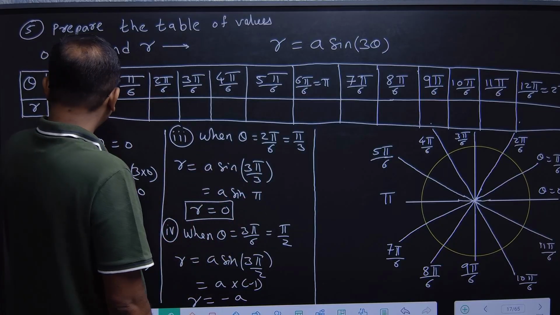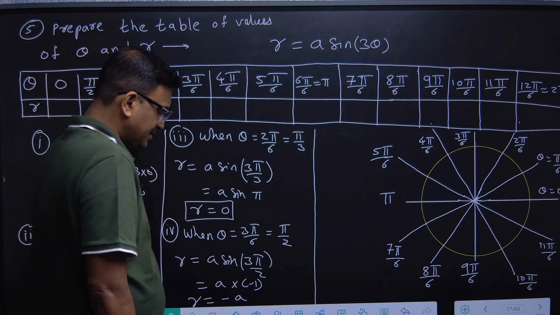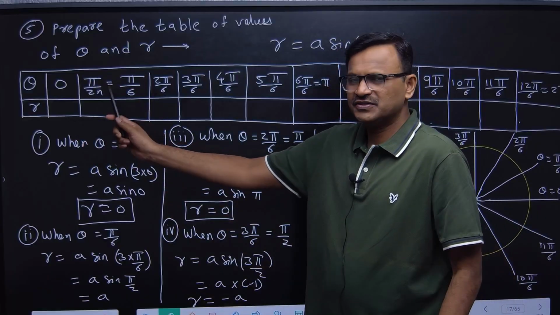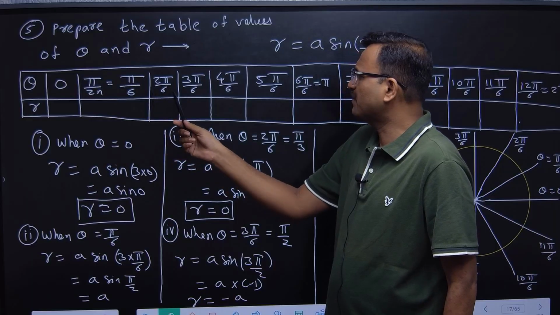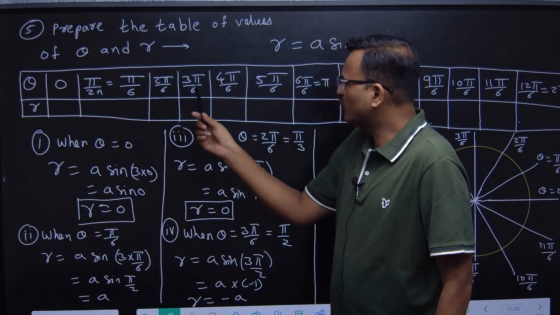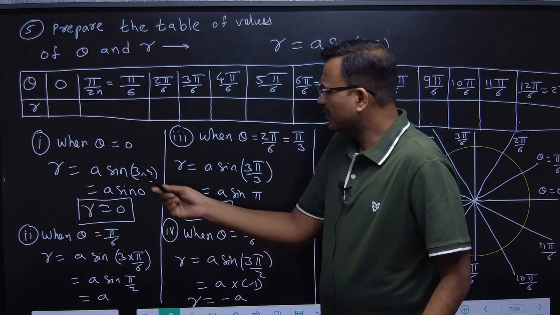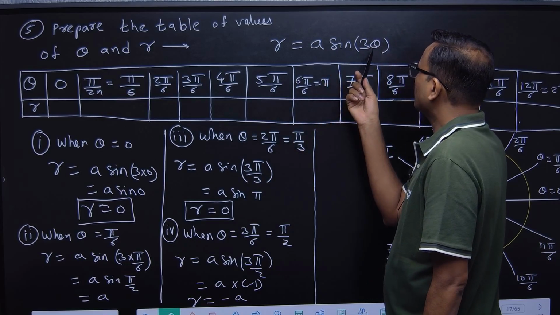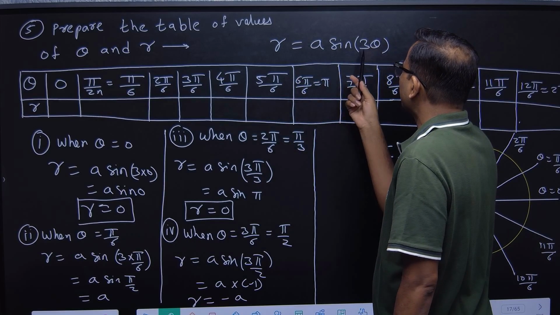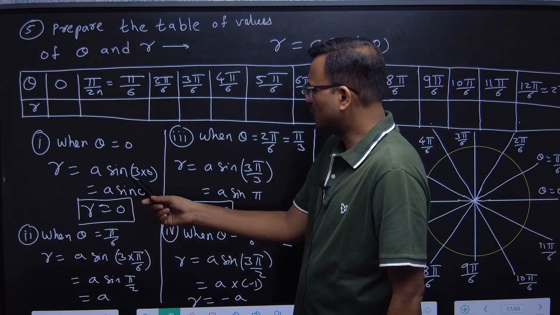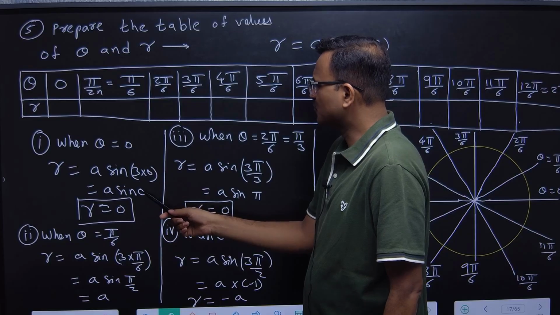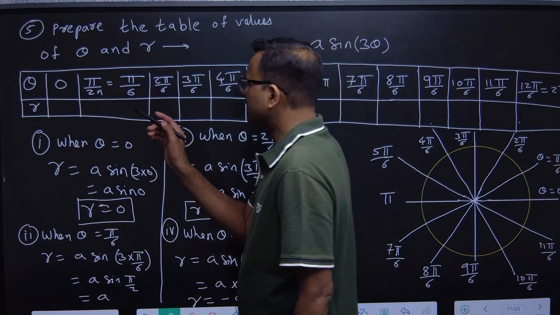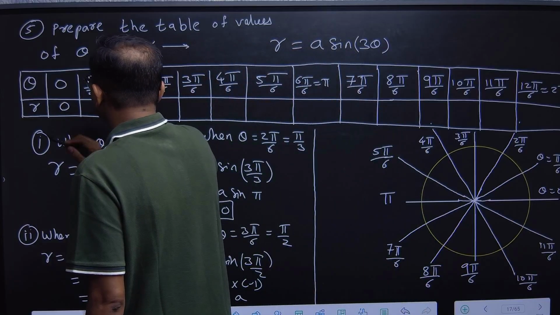Now for the first 4 values of theta, we'll find r carefully. See, the first 4 values of theta are 0, pi by 6, 2 pi by 6 and 3 pi by 6. For these first 4 values of theta we'll find r carefully. Now see, when theta is 0, the first value of theta, we substitute that value of theta in this equation, r is a sine of 3 theta. It becomes r is equal to a sine of 3 into 0. Sine 0 is 0, a into 0 will be 0. We get r is equal to 0. When theta is 0, r is 0.